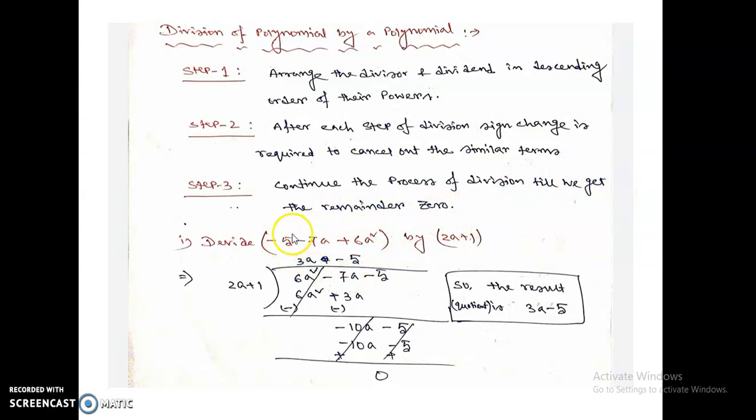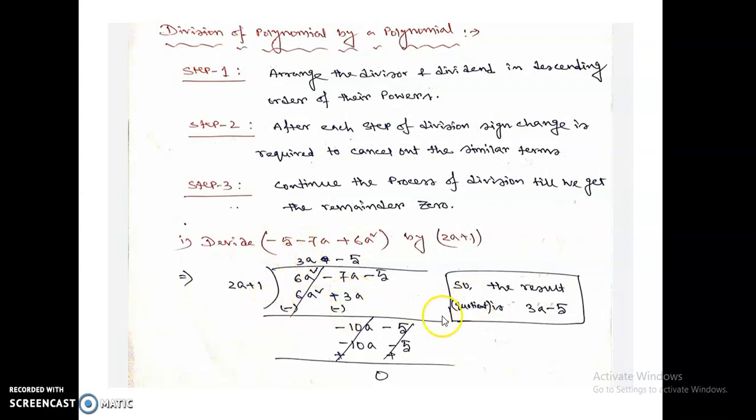So here you can see this expression divided by 2a plus 1. First we will have to arrange this expression in descending order of its powers, according to the step 1 rule. So it has to be 6a square minus 7a minus 5, and this is being divided by 2a plus 1. In the first step I am writing 3a. So 3a into 2a is 6a square, and 3a into 1 is 3a.